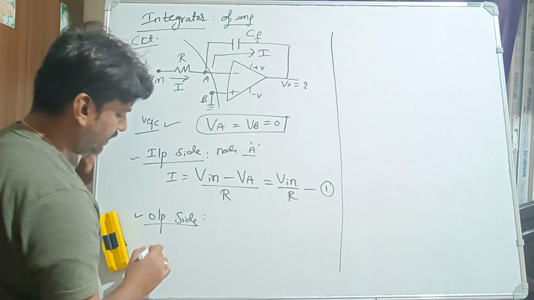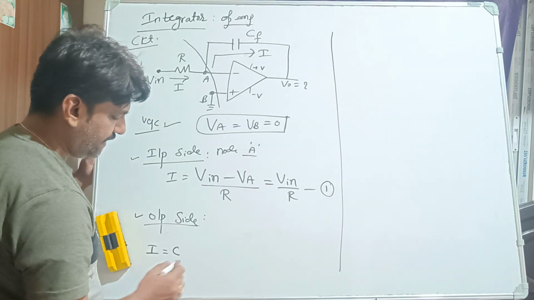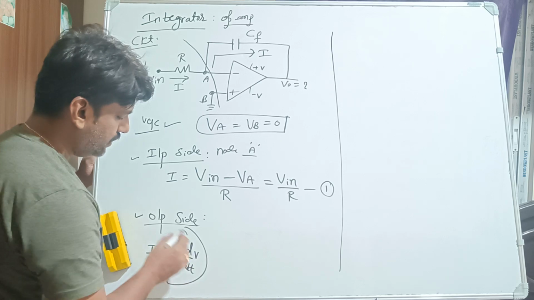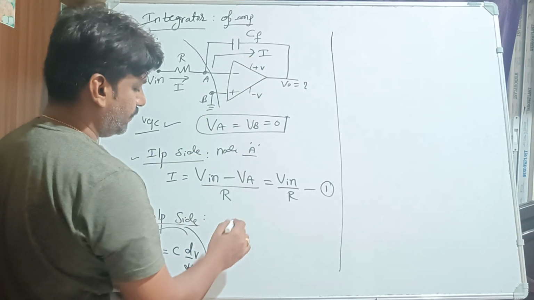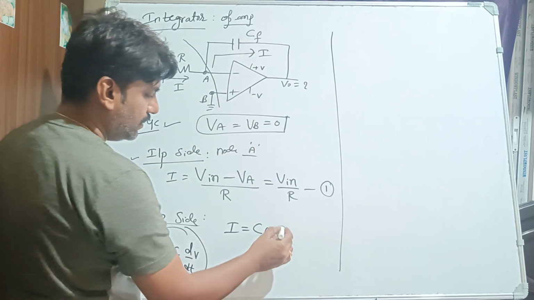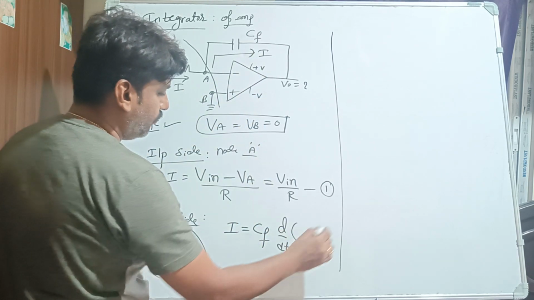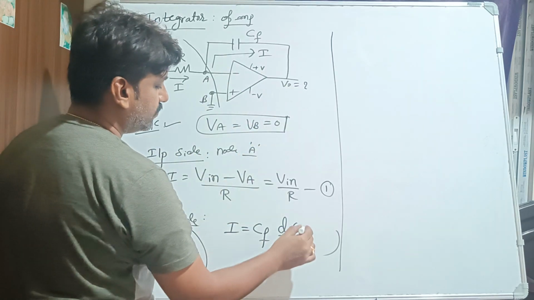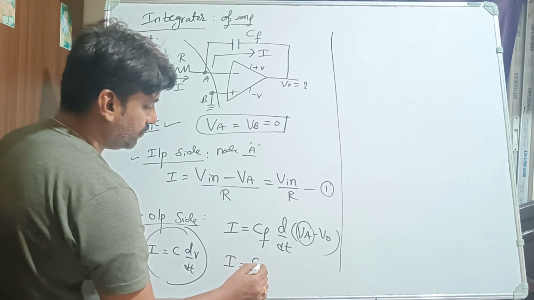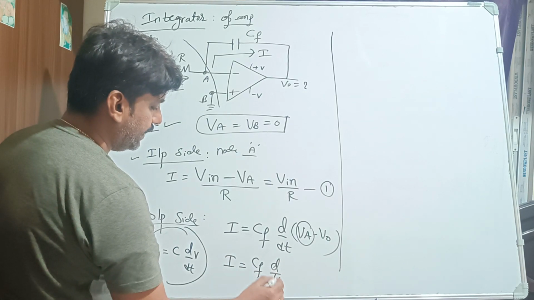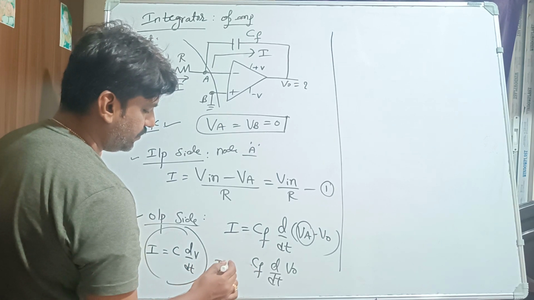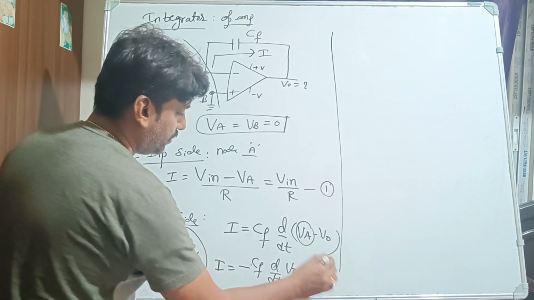For this, we should know the relationship between current and capacitance. I is equal to C d by dt of V. With the help of this expression, we should write this. So I is equal to C, which is CF, the feedback capacitance, d by dt of V. What is V in this case? VA minus V output. What is the value of VA? 0. So I is equal to CF d by dt of V output, and it is minus. You will have a minus for this. So I is equal to minus CF d by dt of V output. I will write this as equation number 2.